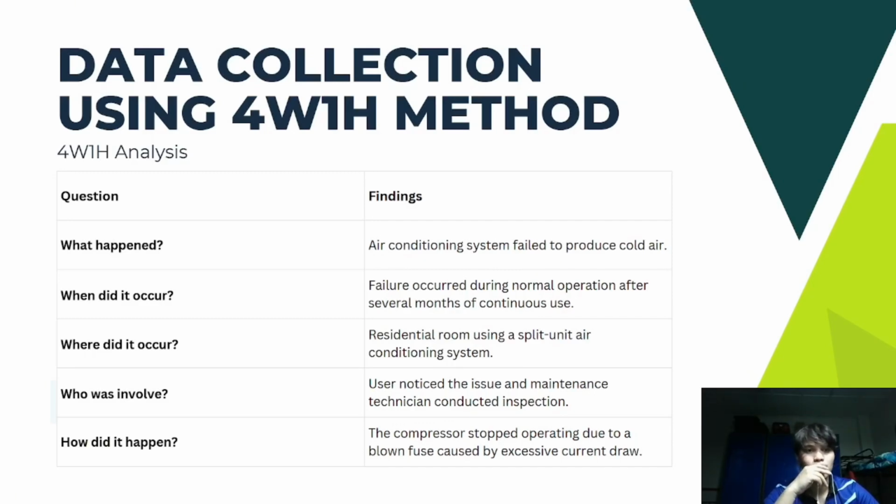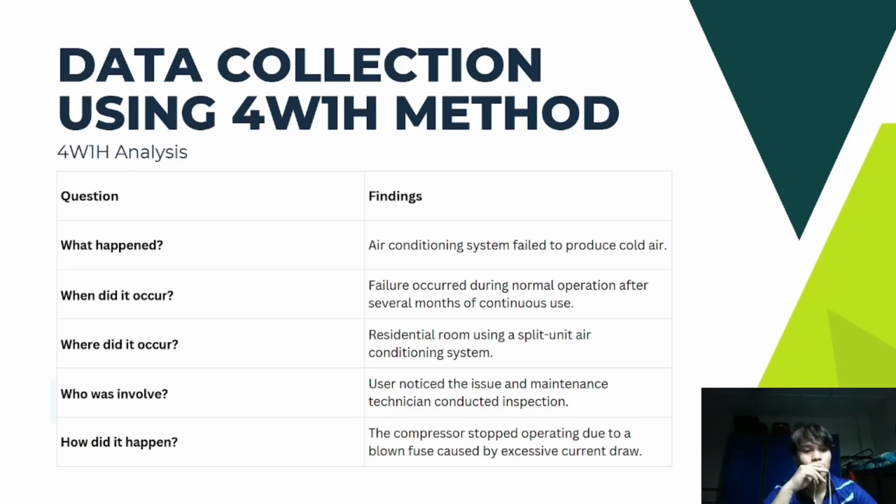Right, moving to the next content. To better understand the problem, I collected data using the 4W1H method. This method helps organize important information before performing the root cause analysis. So the first question is, what happened? The finding shows that the air conditioning system failed to produce cold air. The second question is, when did it occur? The finding shows that the failure occurred during normal operation after several months of continuous use.